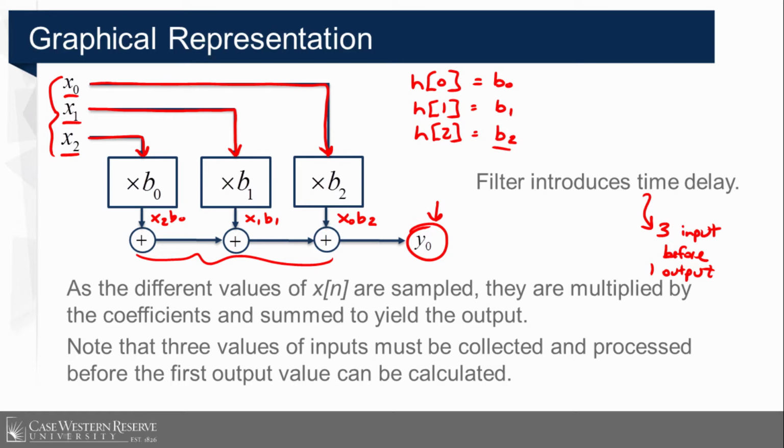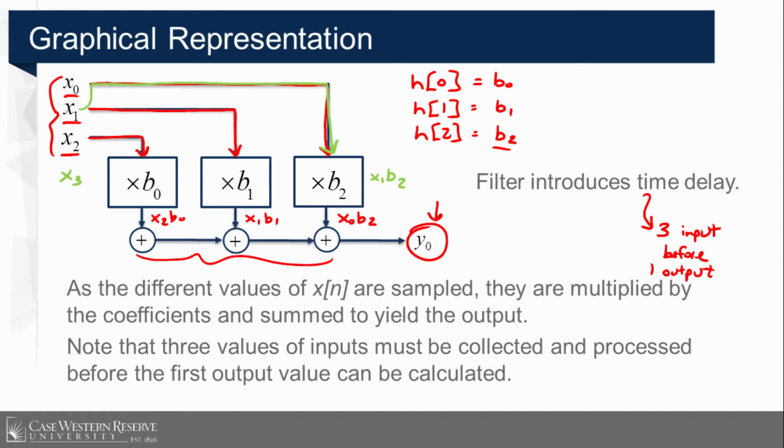All right, so once we have our first output value, we would then do the same thing for the next set of 3 inputs in order to get the next output. So our next input value is going to be x3. All right, so what we'll do is take our x1 and we'll multiply it by b2. So we'll have x1 times b2.